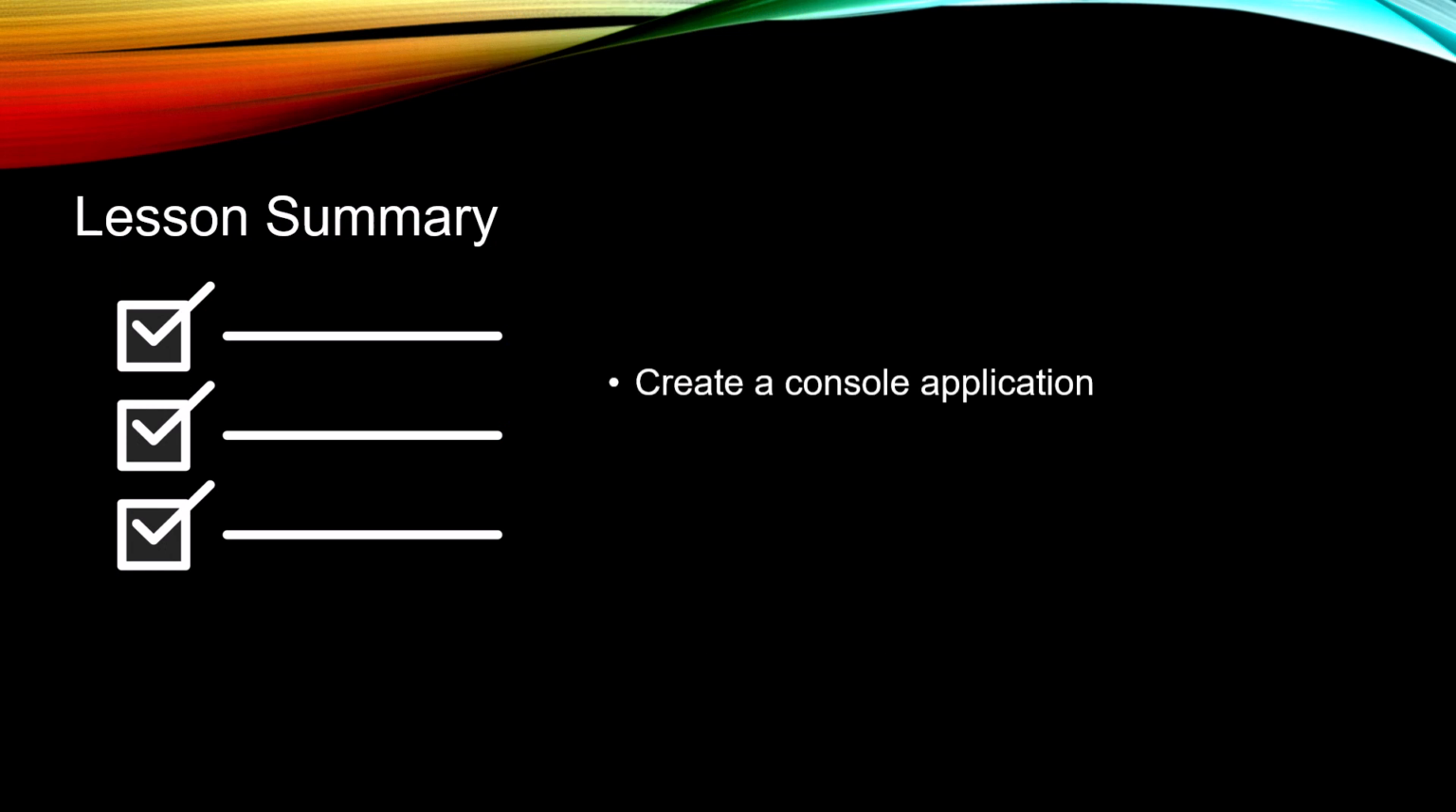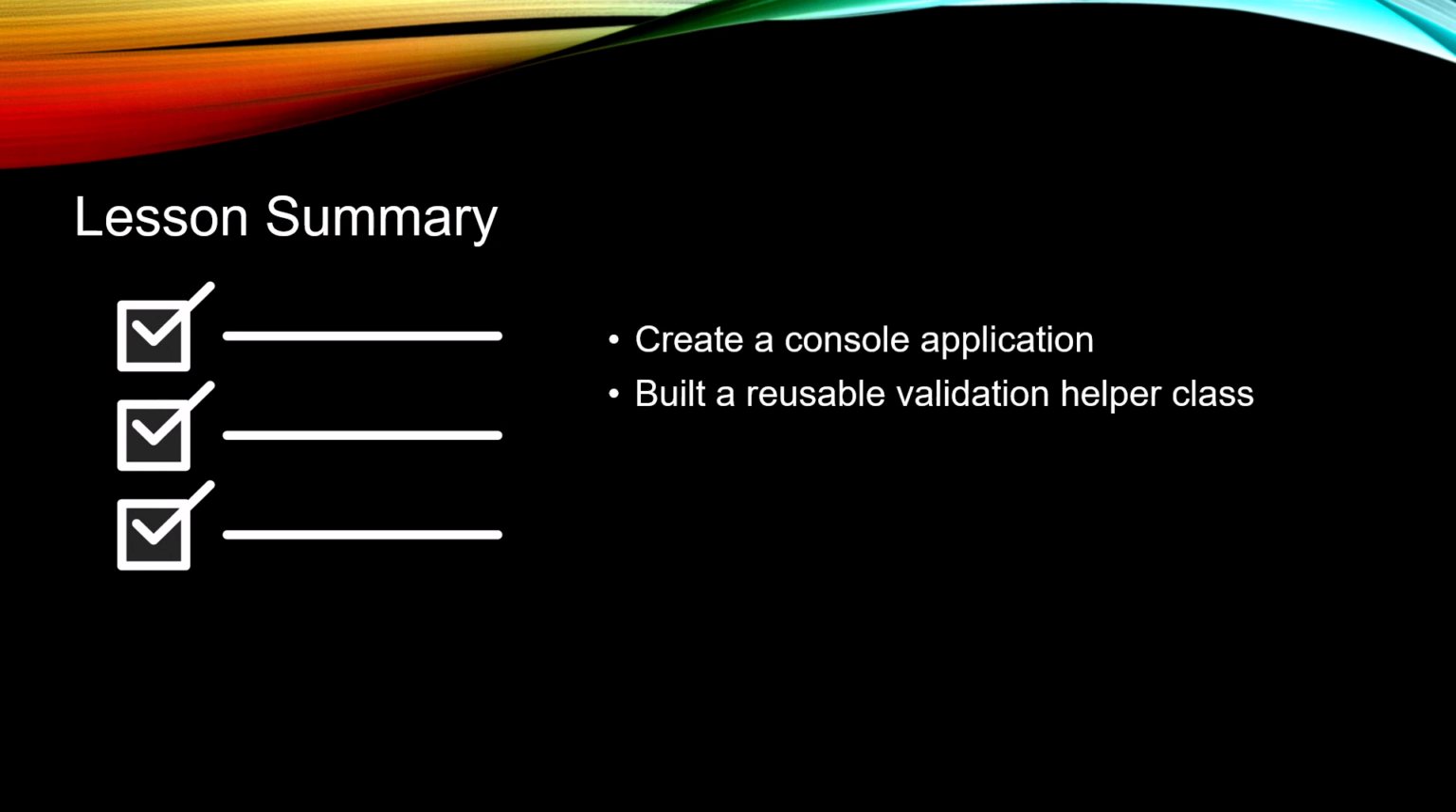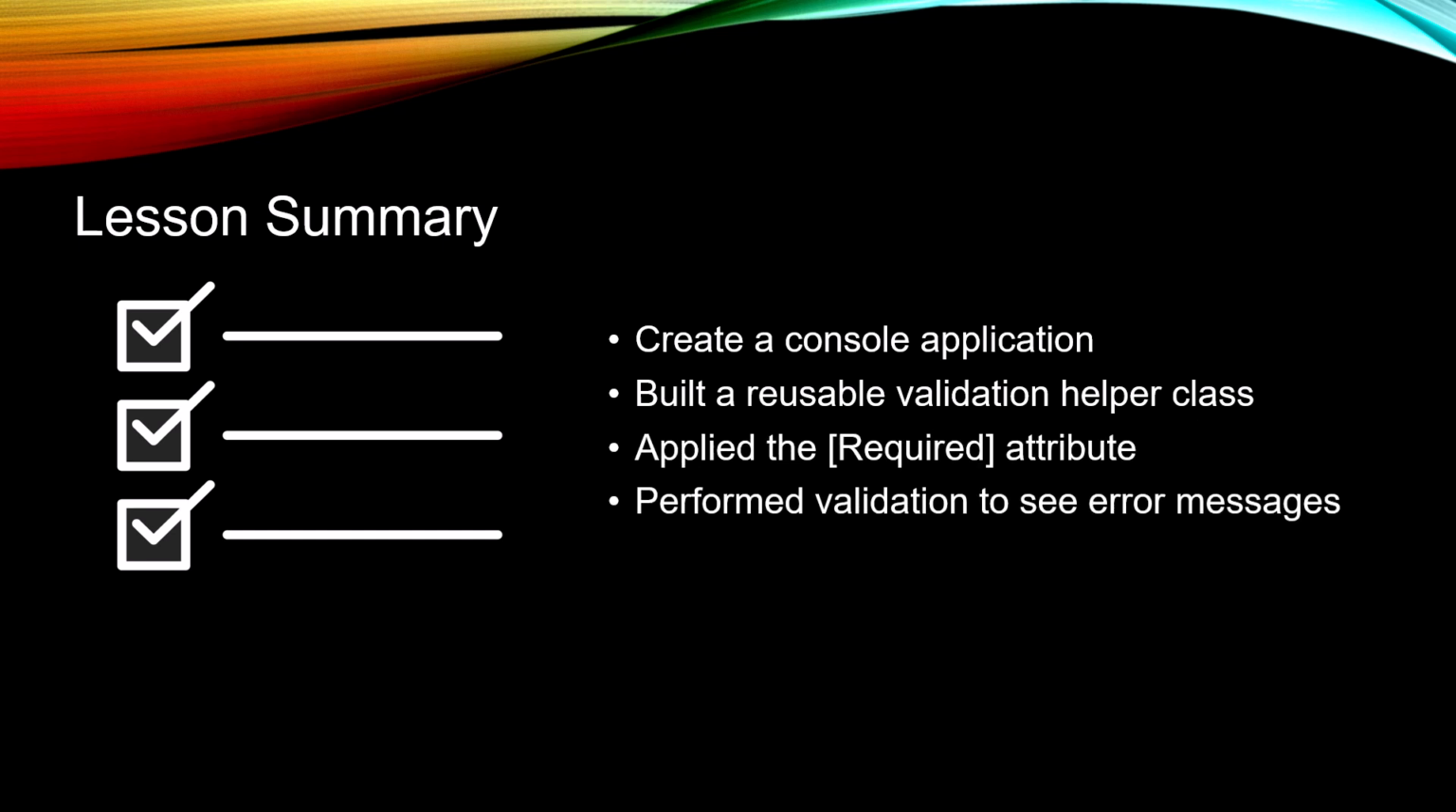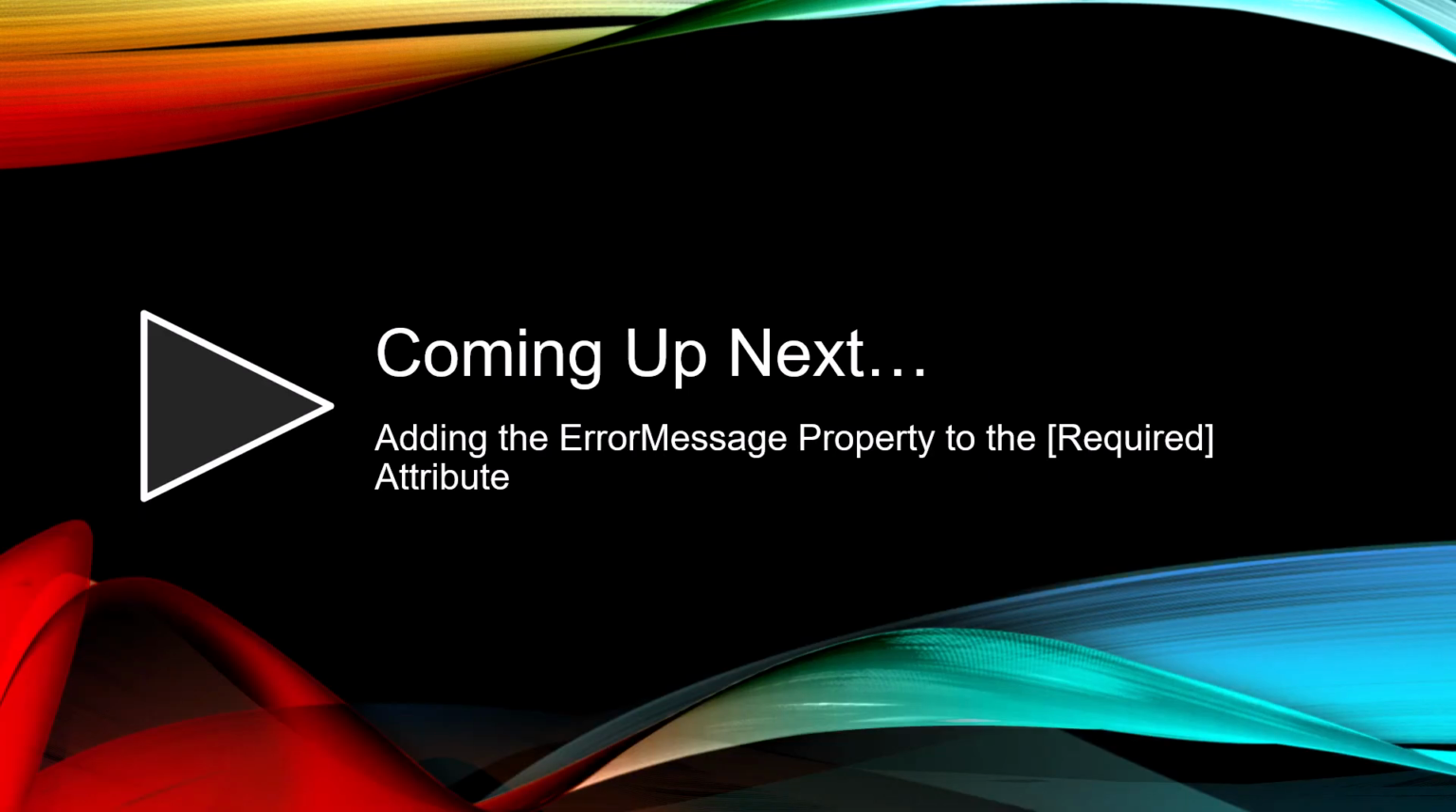In this lesson, we created a console application and we built a nice reusable validation helper class. We applied the required attribute and we performed the validation to see the error messages. Coming up next, adding the error message property to the required attribute.